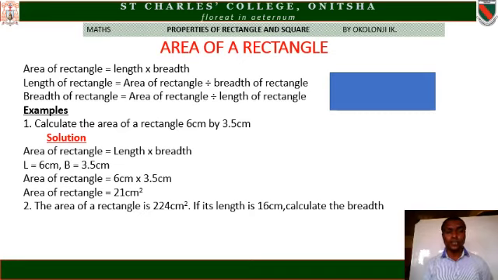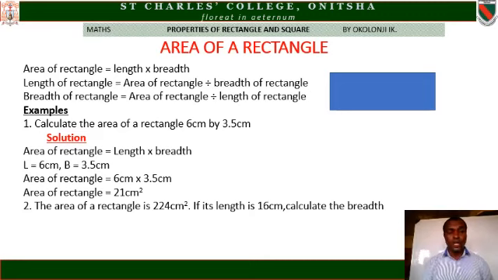Substituting it into its proper form, you have area of a rectangle is equal to 6 centimeters times 3.5 centimeters, which will give you 21 centimeters square. So the area of a rectangle is equal to 21 centimeters square. We're done with that, so we'll move to the second question.